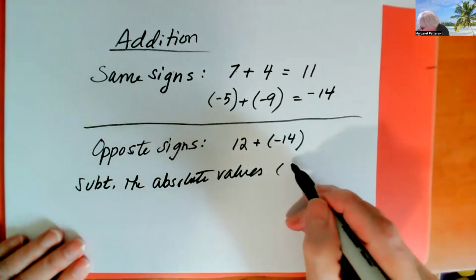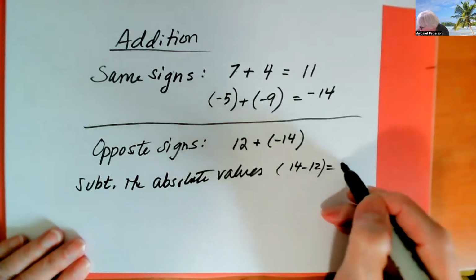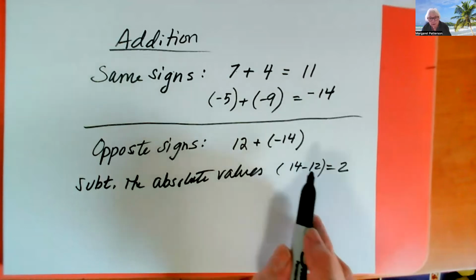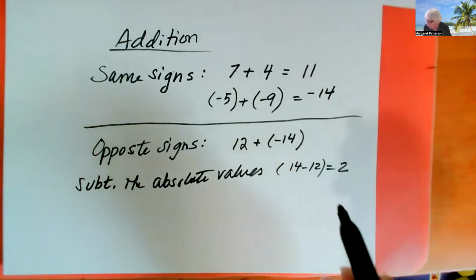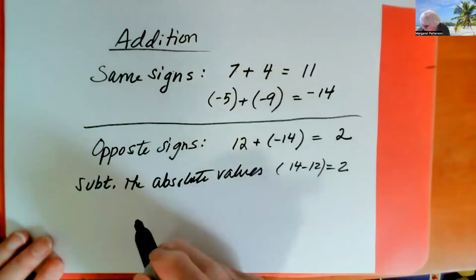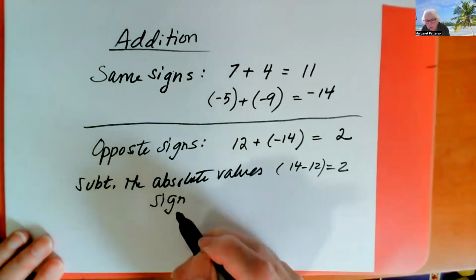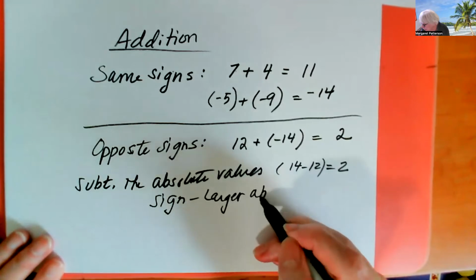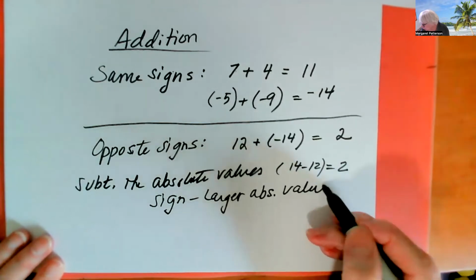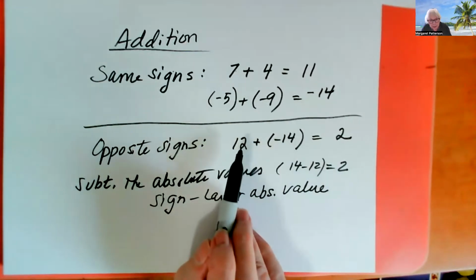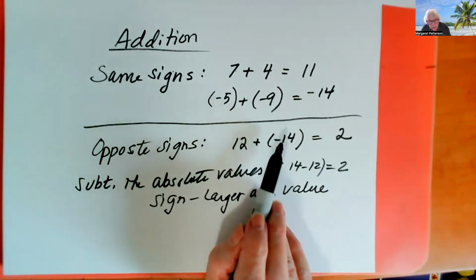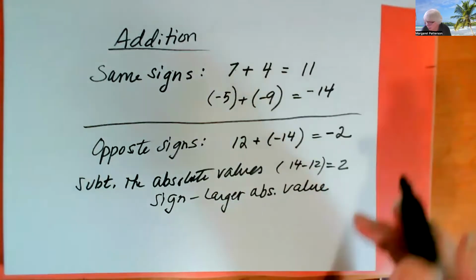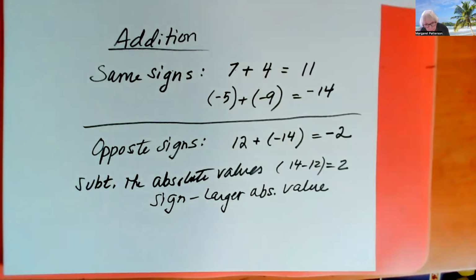So in this case, you take 14, take away 12 is 2. So you subtract with the bigger number first and the smaller number second. And so this answer is 2. But then the sign that you select is for the larger number, the larger absolute value. So let's see, I had a positive 12, I had a negative 14. So there's more negative than there's positive. It ends up being the winner is negative.